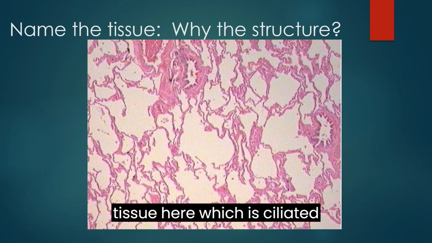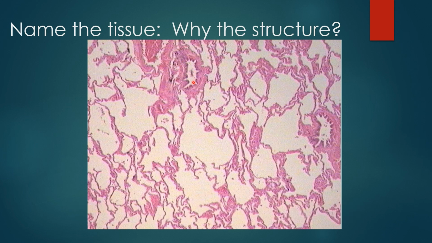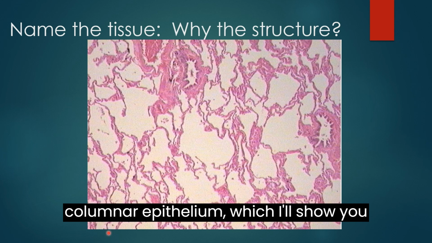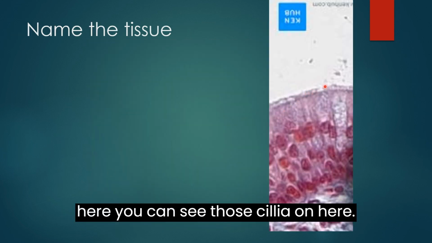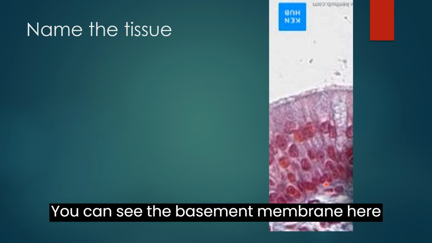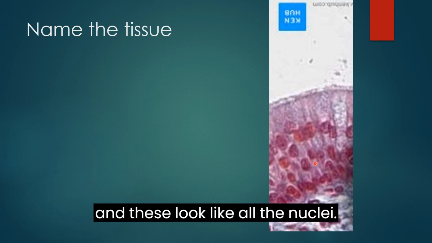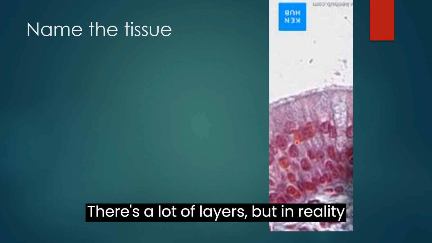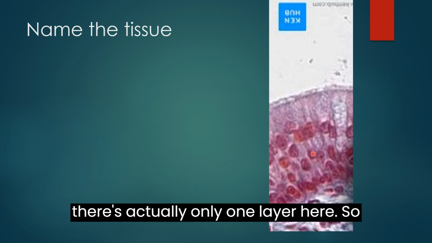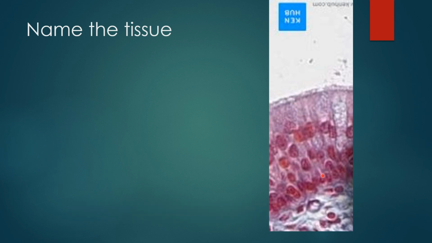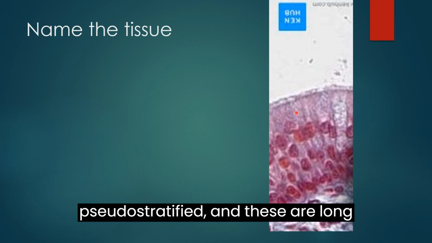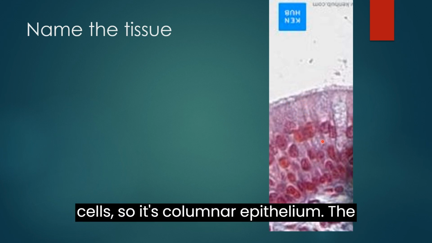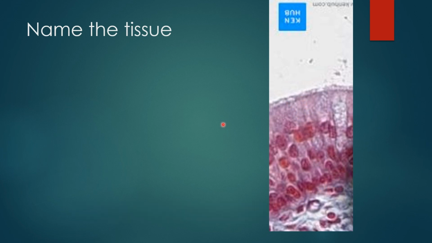You can also see another type of tissue here, which is ciliated columnar epithelium, which I'll show you a better picture of later, like right here. You can see the cilia on here. You can see the basement membrane here, and these look like all the nuclei. There's a lot of layers, but in reality, there's actually only one layer here. So this is pseudostratified. It has cilia, so it's ciliated, pseudostratified, and these are long cells, so it's columnar epithelium. The basement membrane is down here.